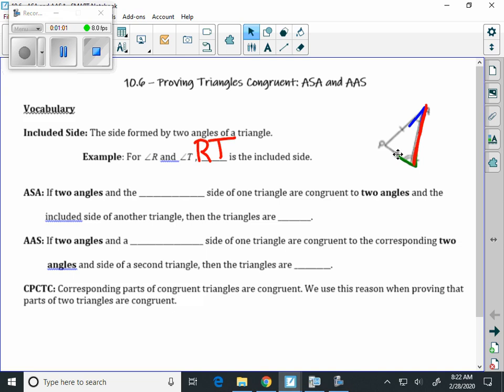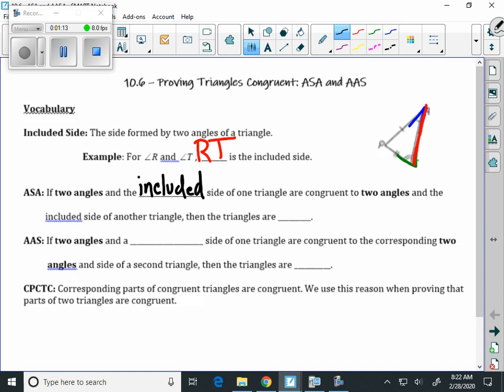So, what is angle, side, angle? It says if two angles and the included side of one triangle are congruent to two angles and the included side of another triangle, then the triangles are congruent.